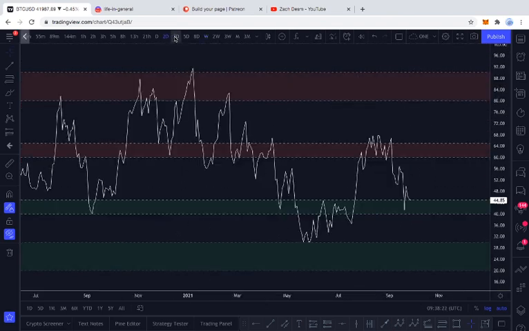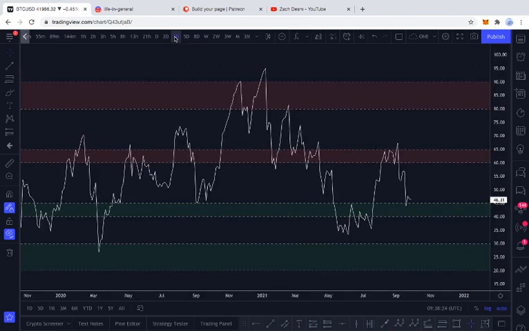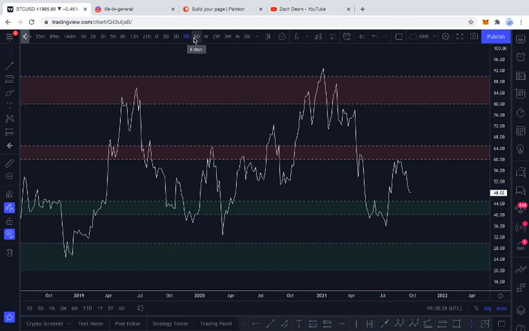So yeah, that's basically how this RSI works. I hope you guys like this RSI.